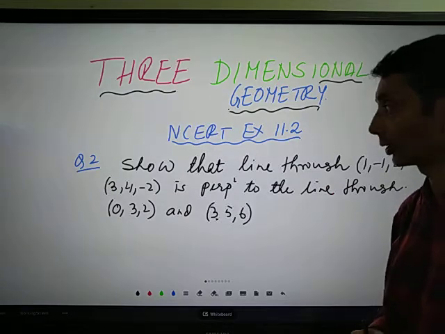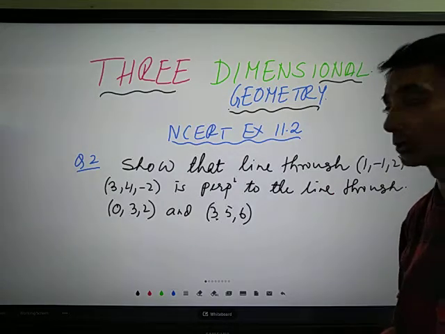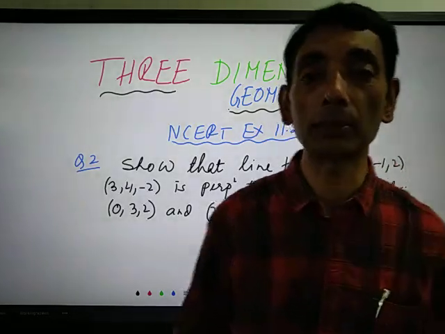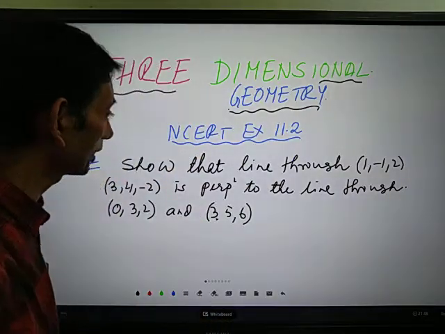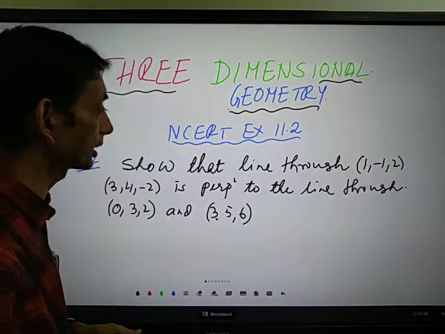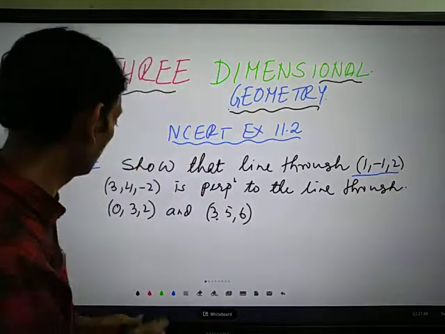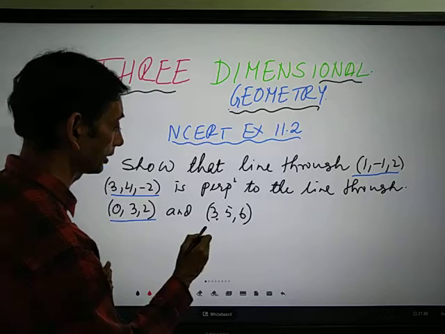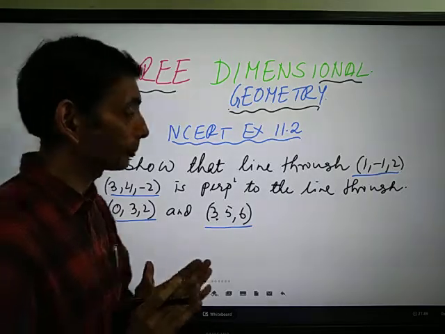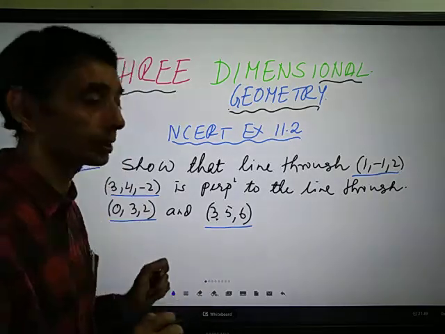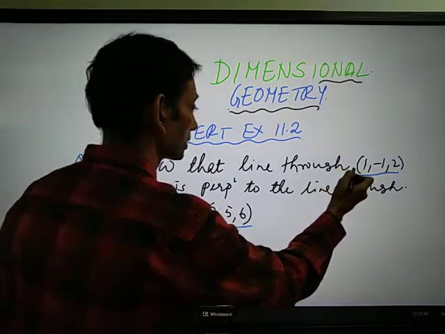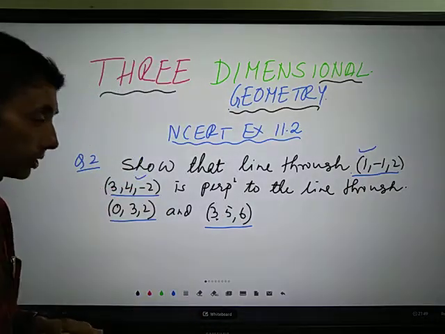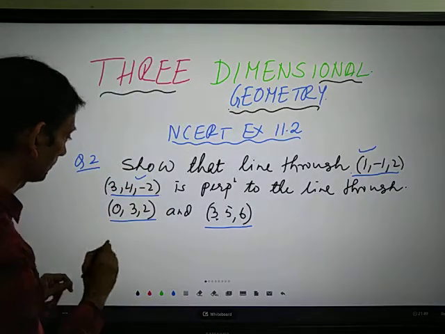Questions today. Okay, and this is question 2. Show that the line through these 2 points, 1, -1, 2 and 3, 4, -2, is perpendicular to the line through 0, 3, 2 and 3, 5, 6. Some of the questions are of 1 mark, very simple. So step 1, we find the direction ratio of the line joining these 2 points. Okay, so let's start with this.